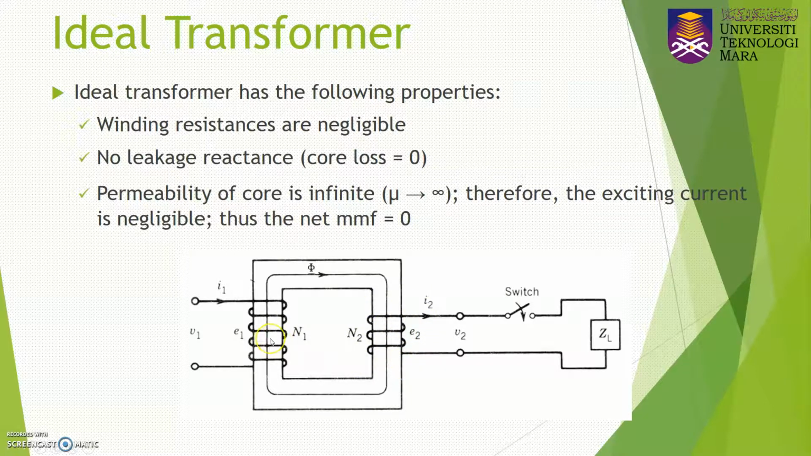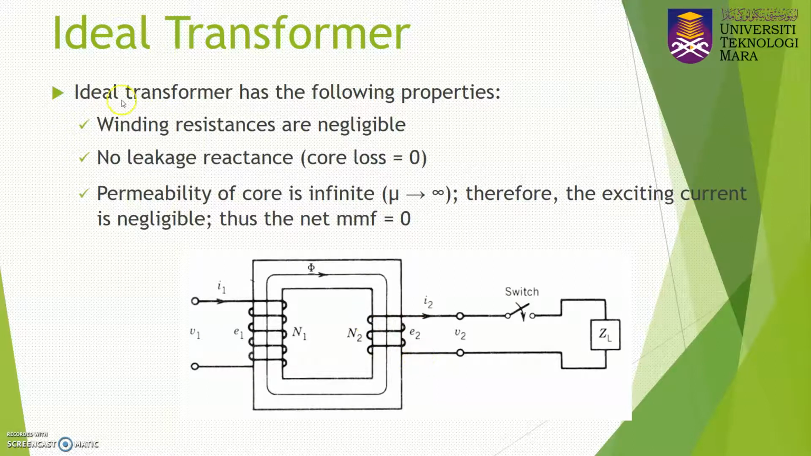Basically it is common to show that the two windings are on the two legs of the core. Although in the actual transformer the windings are interleaved with each other, for our ideal transformer we consider that the first winding is on the first leg of the core, and the second winding is on the second leg of the core.